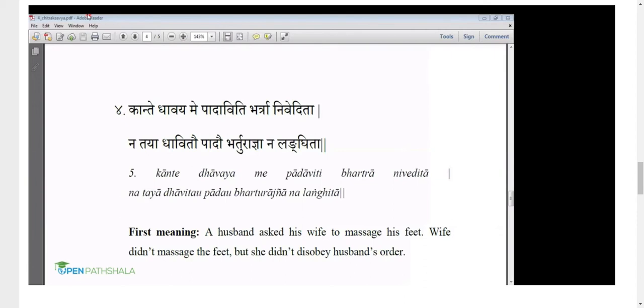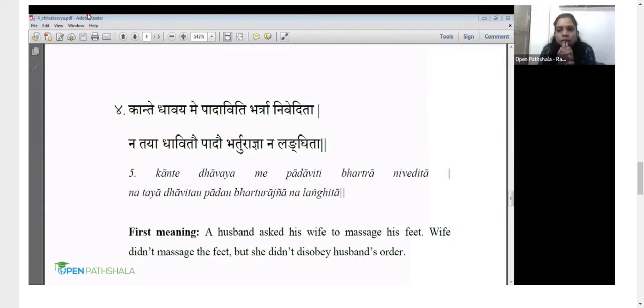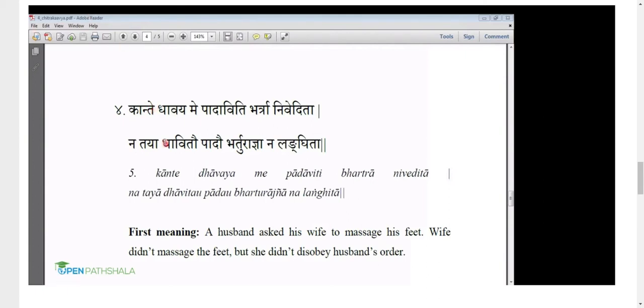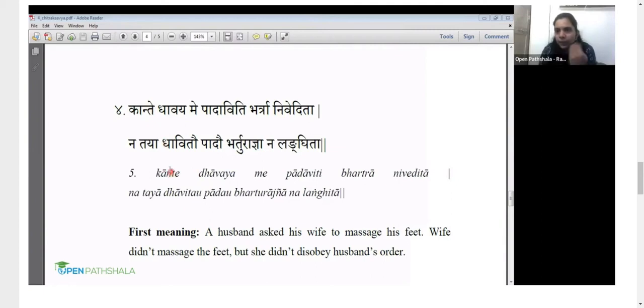No. It will hinder our chandas. This is anushtup chanda. If you add an extra na, it will be a nine syllabled charana. Na taya is supposed to be together, and then it gives a different meaning. Yes. Explain further. Yes, you're on the right track.